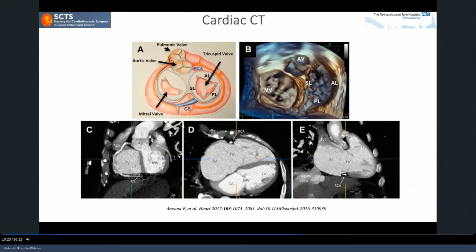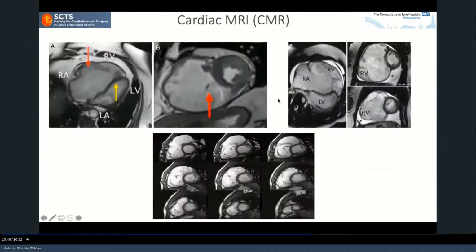Cardiac CT, on the other hand, has allowed us to demonstrate the anatomical correlations within the heart and also give accurate measurements as necessary. And in this image, you can see the right coronary artery coming out through the AV groove and its relationship to the tricuspid valve. So certainly CT scan adds to the information provided by 3D echocardiogram.